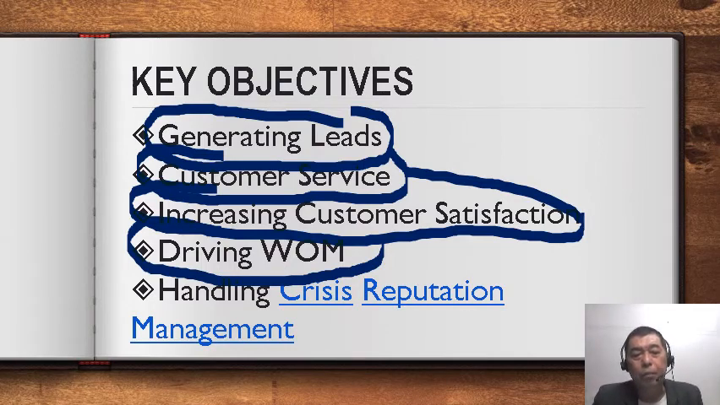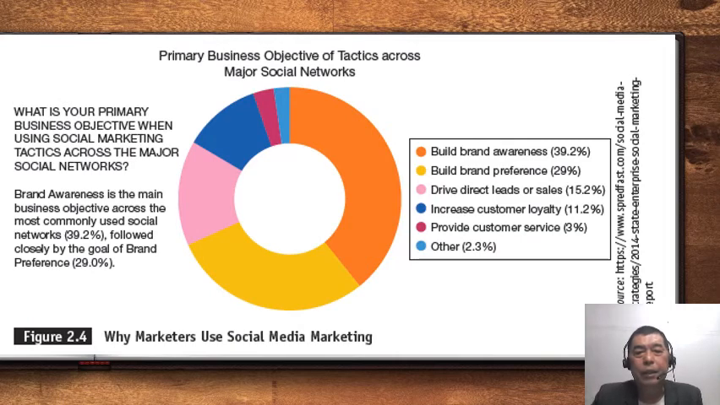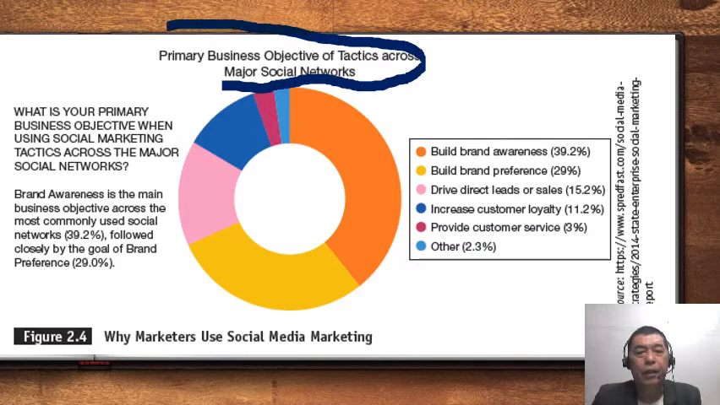So you might want also to drive the word of mouth, no? WOM stands for word of mouth. So these are some, again, examples of key objectives: generating more leads or pipeline, okay, improving your customer service because you were able to listen that some of your efforts create negative customer service. So you want to improve this, okay? And these are a typical primary business objective of tactic across major social networks, no?